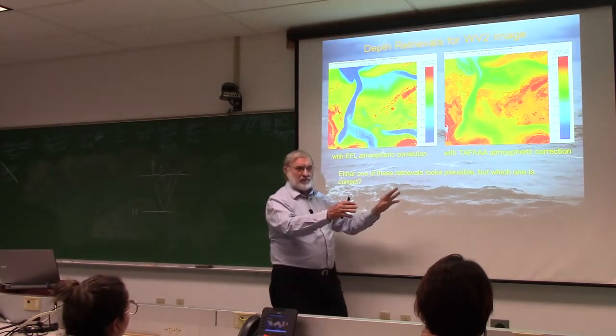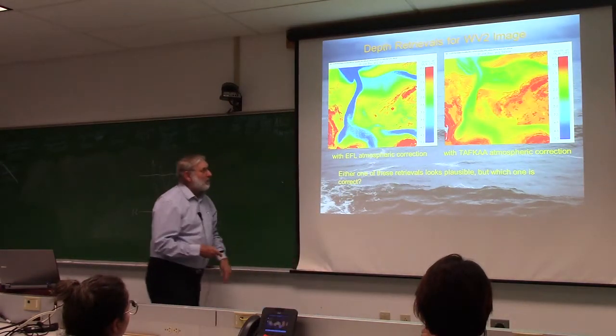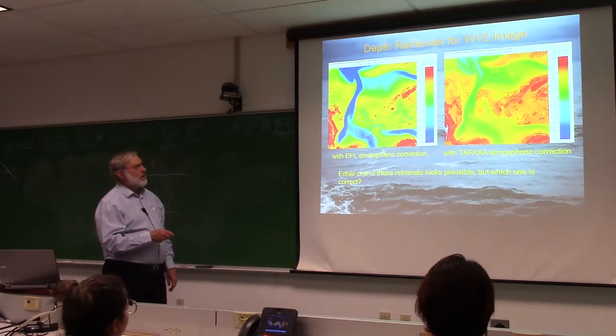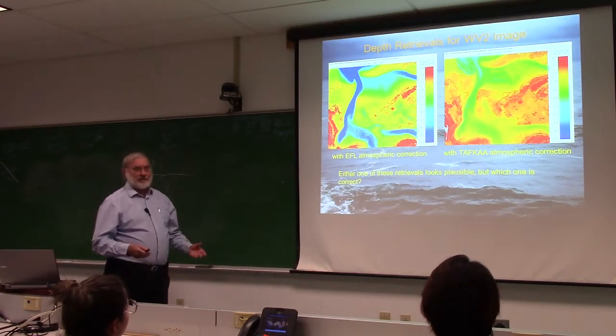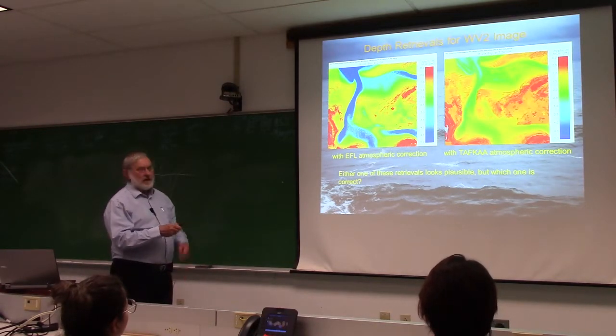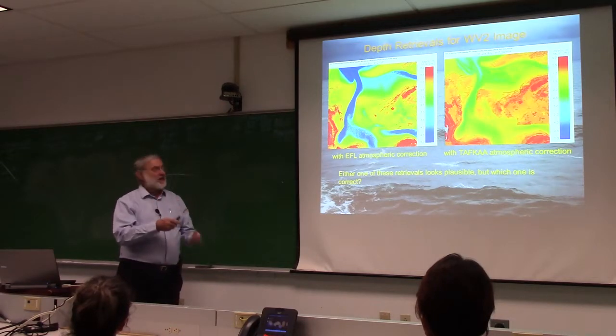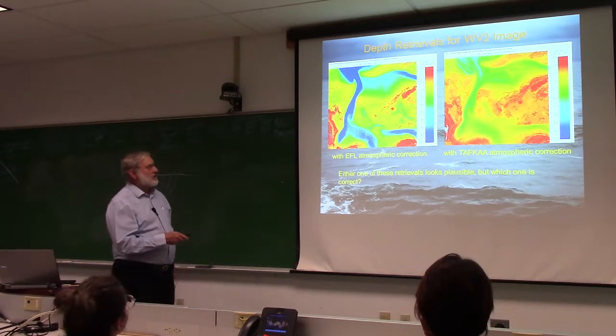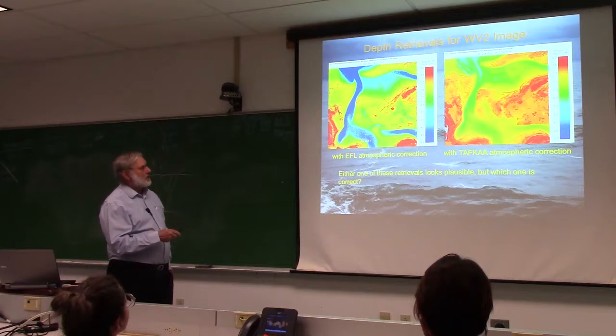They said, here are the two images, do your retrieval. If you just show me one of these, it looks perfectly plausible. Here's the land over here, and some of this is actually dry at low tide and wet at high tide. That's emergent vegetation. So that's not bad.